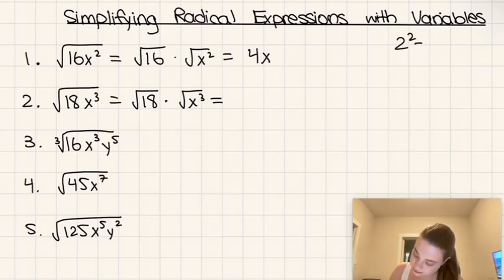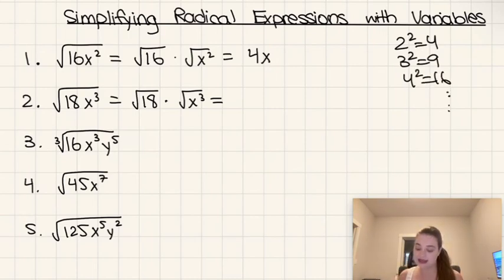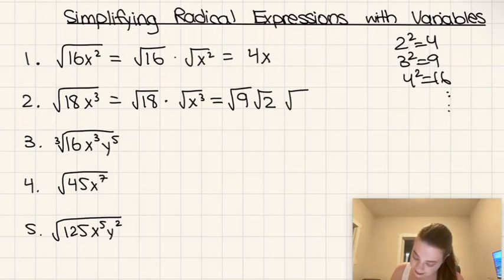So 2 squared is 4, 3 squared is 9, 4 squared is 16, etc. And you'll notice that 18 has a factor 9, right? And so root 18 can be rewritten as root 9 times root 2, since 9 times 2 is 18. Now what about x cubed? Well, recall that x cubed is just the same thing as x squared times x. So we can rewrite this as the square root of x squared times x.